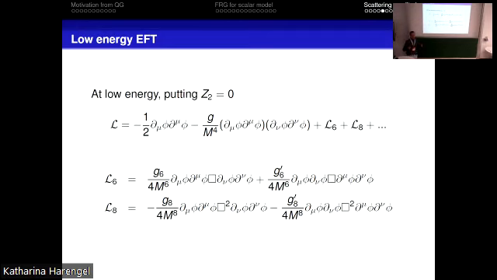At low energy, the two derivative part of the propagator dominates over the four derivative part. So let's forget the four derivative part altogether. Then you would just write an effective Lagrangian that contains the two derivative propagator, the interaction with four derivatives that we had before, and then you could add terms with 6 and 8 derivatives with these particular forms here, and even higher if you wanted.